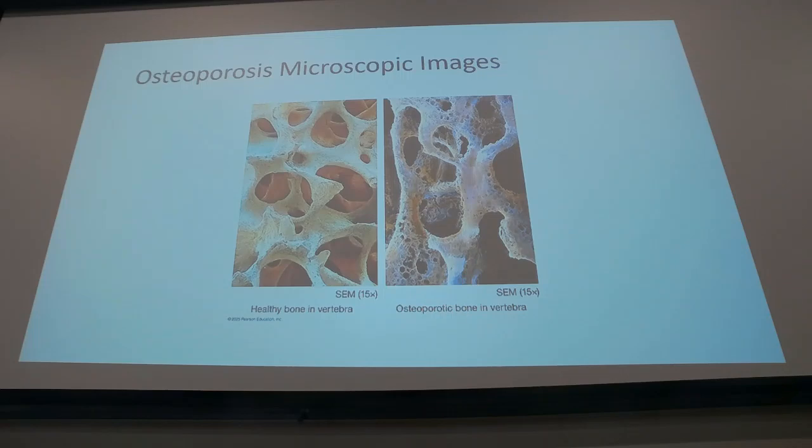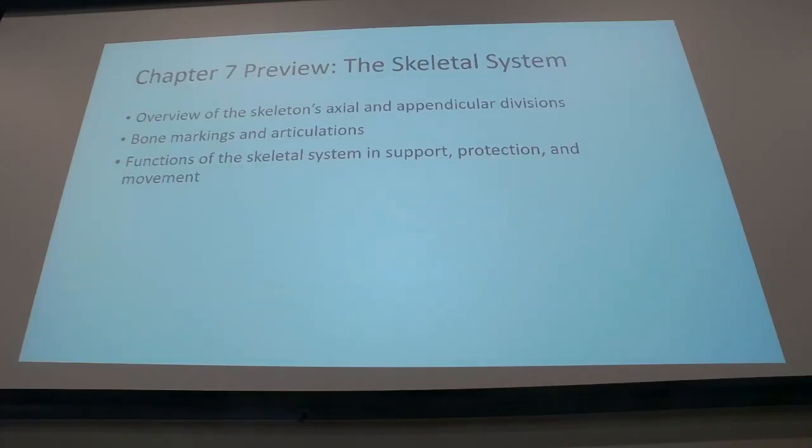So look at the difference. This is bone tissue from the vertebrae, a spongy bone. This is a huge magnification with a scanning electron micrograph, healthy bone versus osteoporotic bone. Which one is at greater risk of fracture? Of course, this one, with minimal injury.